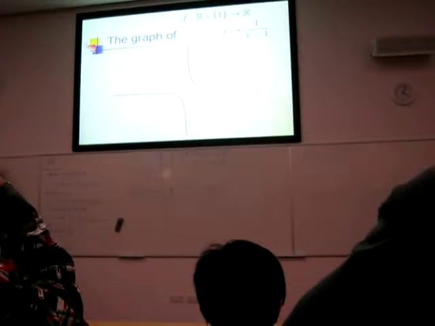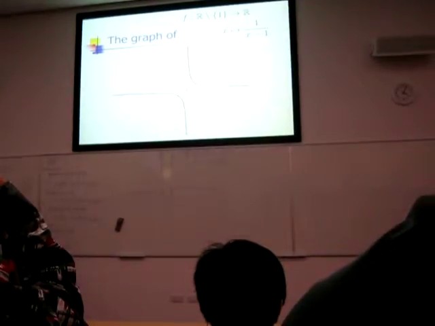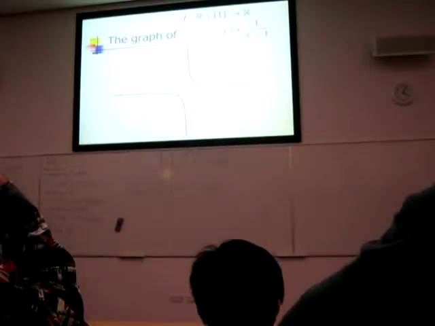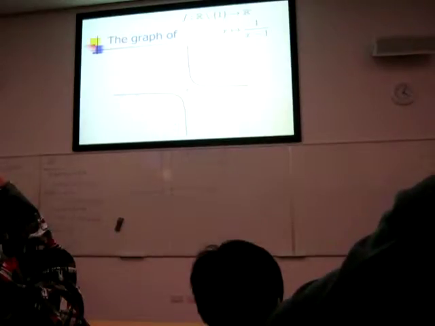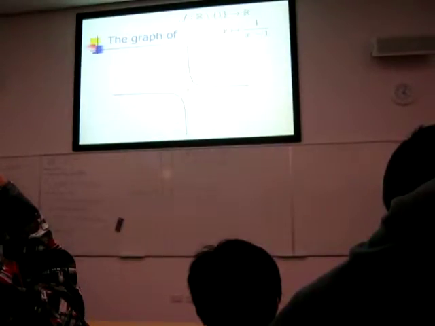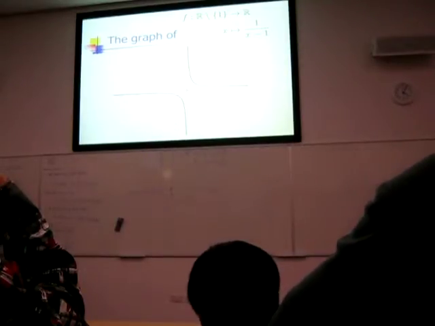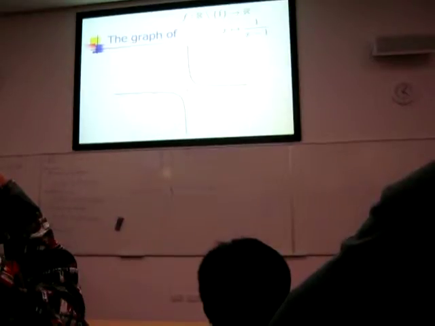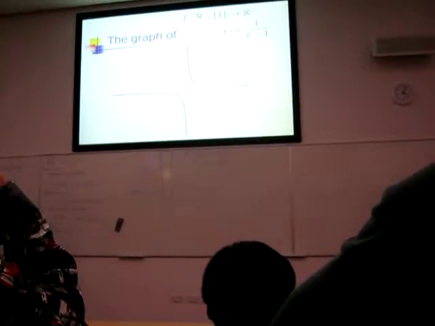So periodic, if there exists this P element of R such that for all x element of the domain of f, we have f of x plus p is equal to f of x. Okay, so these are the definitions that we sort of talked about last week.